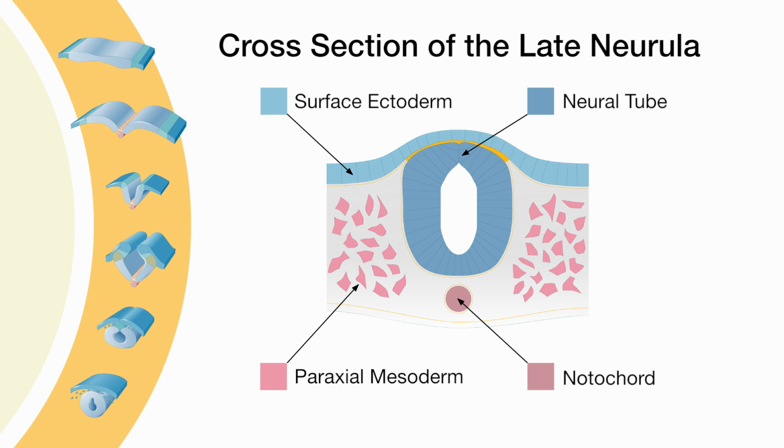Also at the midline, but ventral to the neural tube, is the notochord. The notochord is the defining feature of all chordates. And you will come to learn that the notochord plays major roles in patterning all surrounding tissues. Let's put this neural tube in a bit more context.